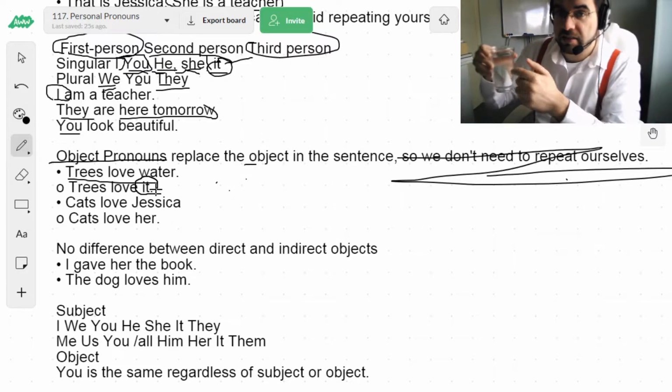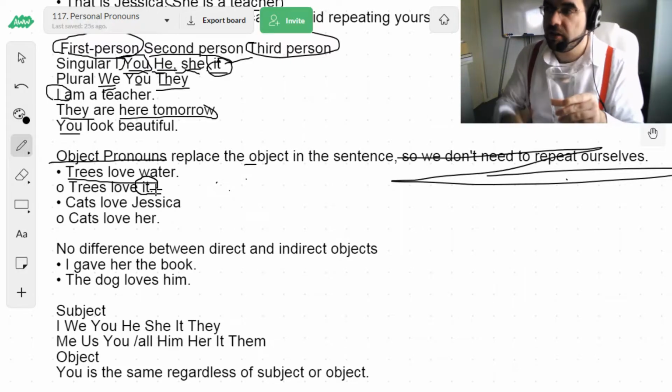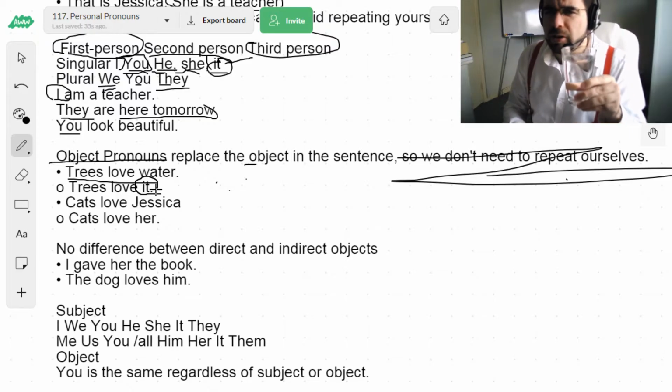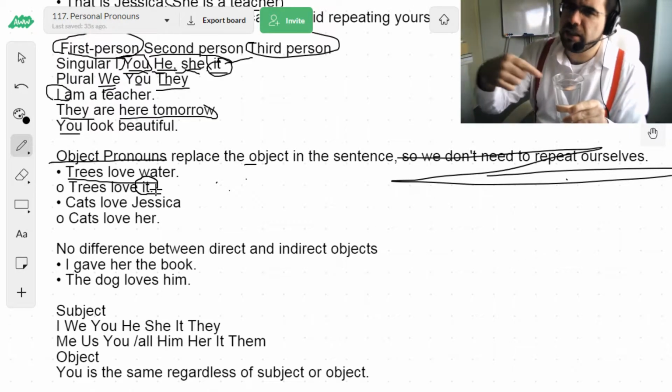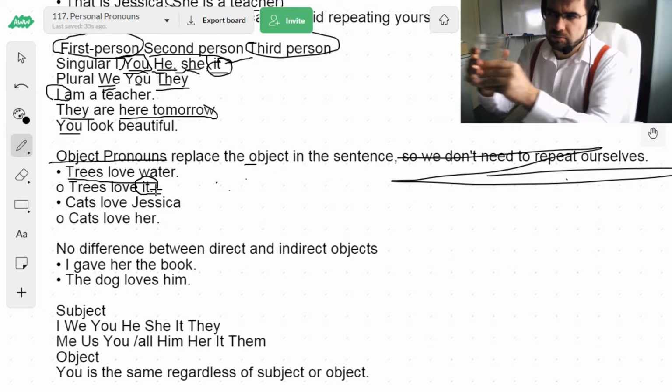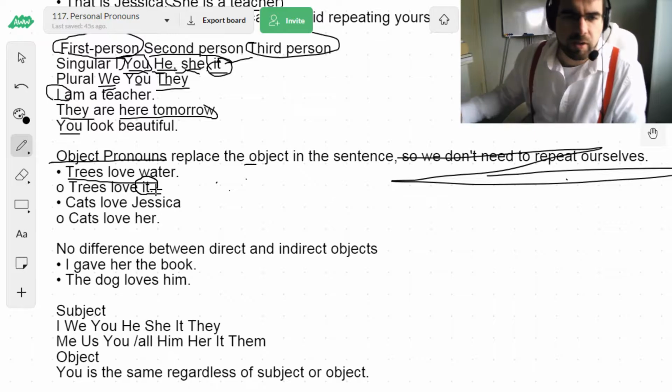They need it. What do I do with the water? They need the water. Okay, I'll give the water to them. What do I do with the water? They need it. Okay, I will give it to them.